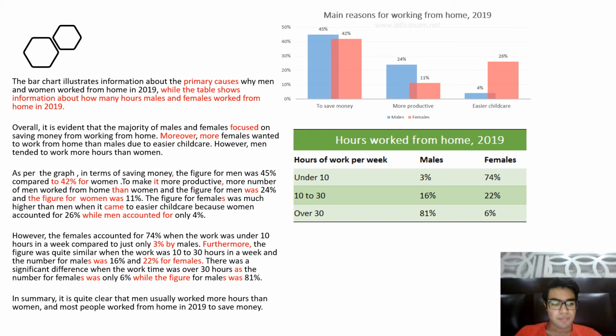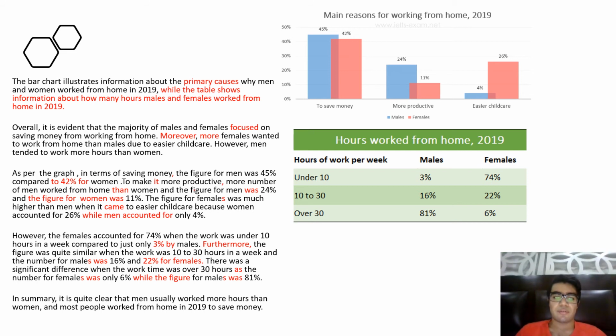Okay. So I'll tell you the differences. So I've used 3%. He only said 3, but he didn't put a percentage sign. So he said 3% by males. Furthermore, use words like furthermore, moreover, as I said earlier. The figure was quite similar when, okay. And the number for males was 16% and 22% for females.